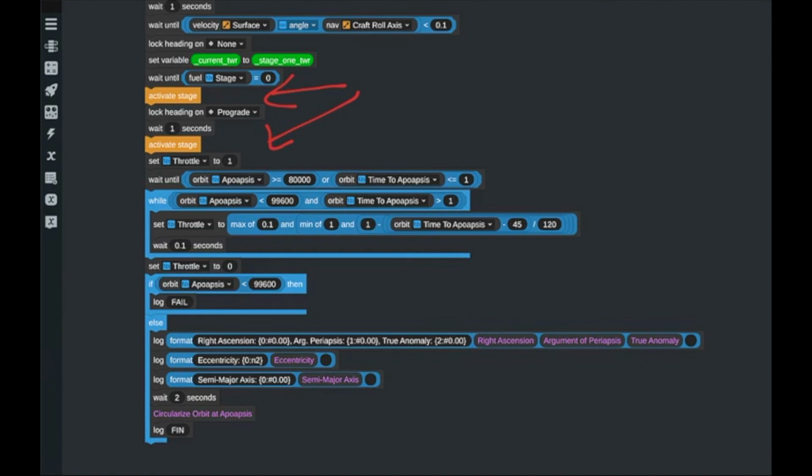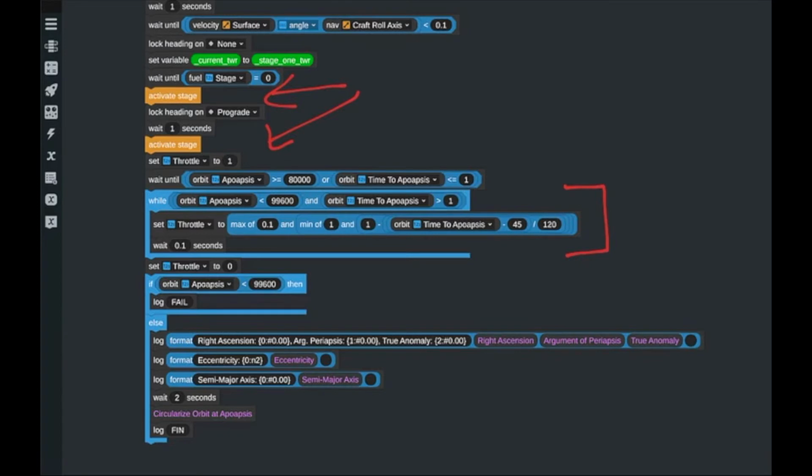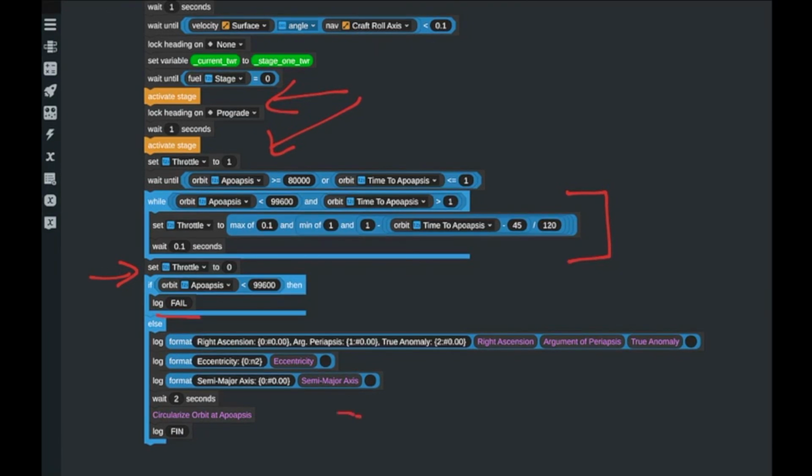Through experimentation, I found that in many cases, as a rocket's velocity and thrust-to-weight ratio increase at this phase of the launch, the time to apoapsis can begin to increase quite rapidly. And if this happens, it is easy to blow past our target apoapsis. To correct for this, I threw together a simple equation that reduces the throttle gradually as the time to apoapsis increases. When our apoapsis is within 400 meters of our target, we cut the throttle. If we reach our apoapsis without making our target altitude, we failed. If we made it, the next step is to make our orbit circular.